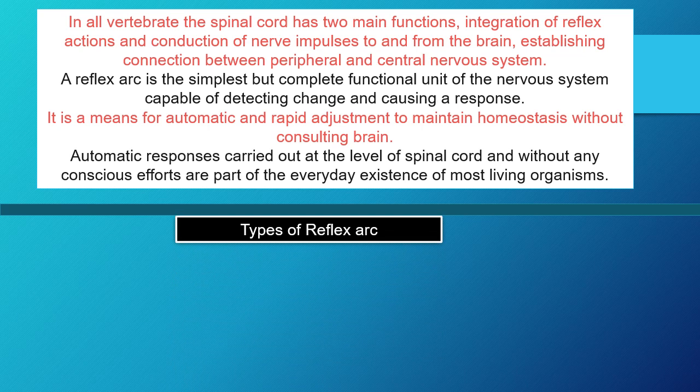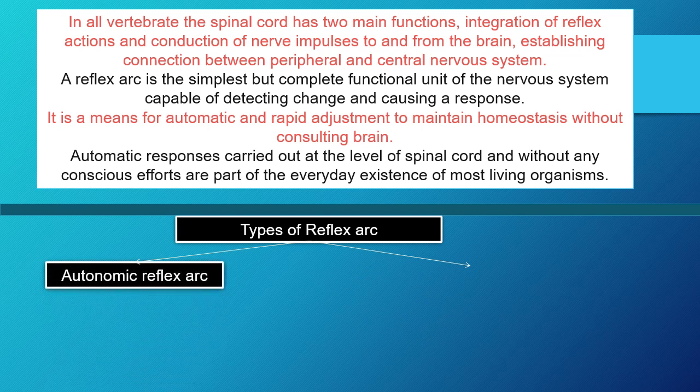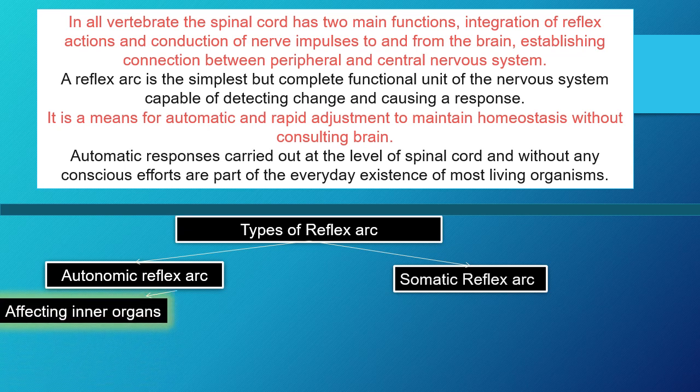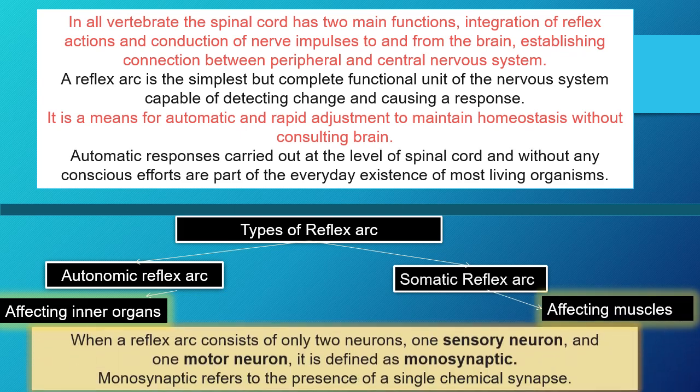Types of reflex arc. There are two types of reflex arc: autonomic reflex arc and somatic reflex arc. Autonomic reflex arc affects inner organs and somatic reflex arc affects the muscles. When a reflex arc consists of only two neurons, one sensory neuron and one motor neuron, it is defined as monosynaptic. Monosynaptic refers to the presence of a single chemical synapse.